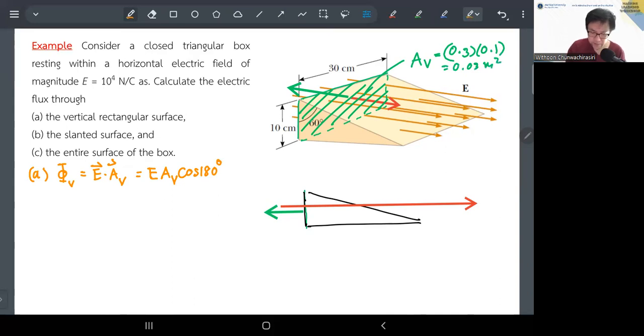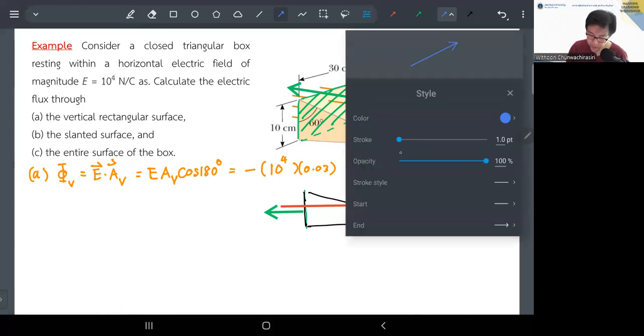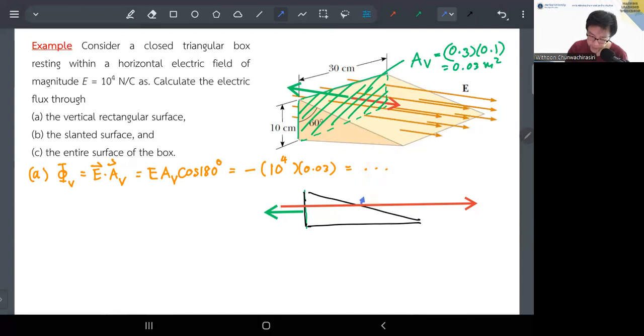And that's it. All you have to do is just plug in. Cosine 180 is negative. The electric field is 10 to the fourth. The area is 0.03. Let me omit the units for now. And that's what it is. That's not bad. Now let's do part B. Part B is sort of about the same, except now your area vector is going to point perpendicular to the surface. I want a little bit bigger picture than that. Okay, here we go. For the slanted surface, let me do it in blue. Let me call it A sub S.